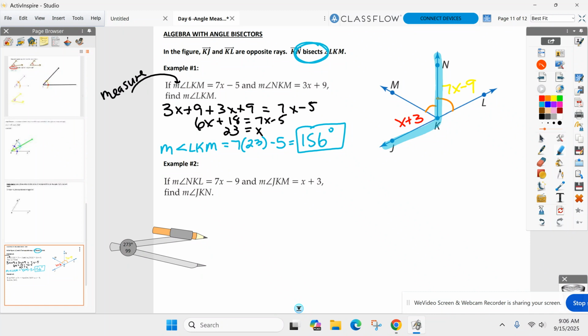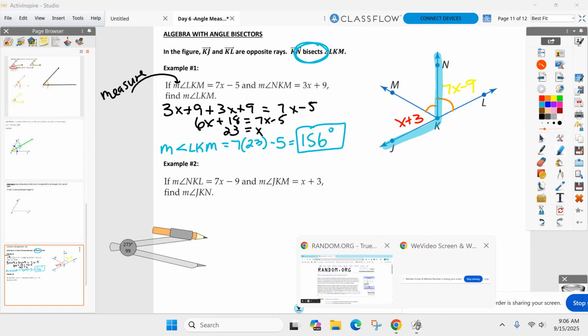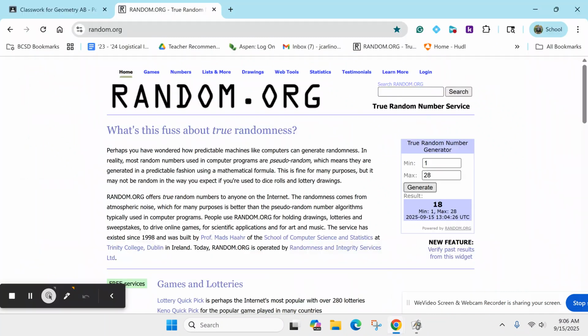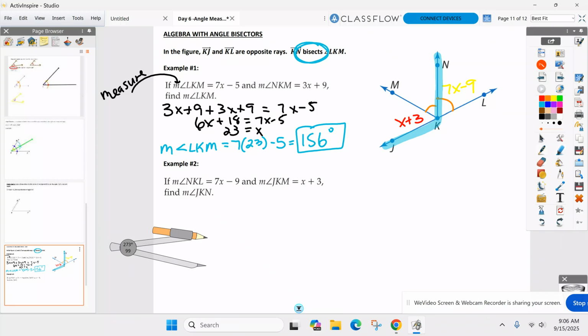Anything else you want to put on the diagram here? Because I already know that's 7x minus 9 and that's x plus 3. They're not equal, so that's out. Anything else we can add to the diagram? Sam, anything? What do those arcs mean? It's even. It's congruent.